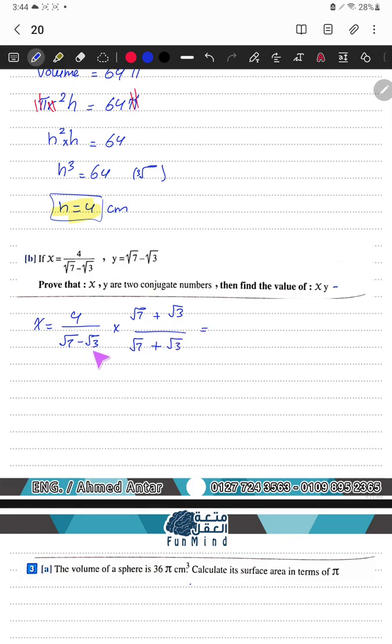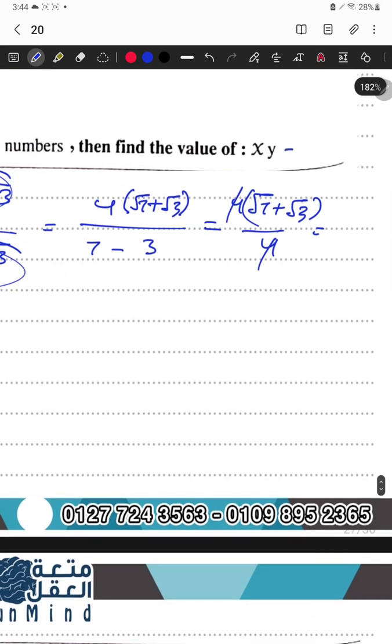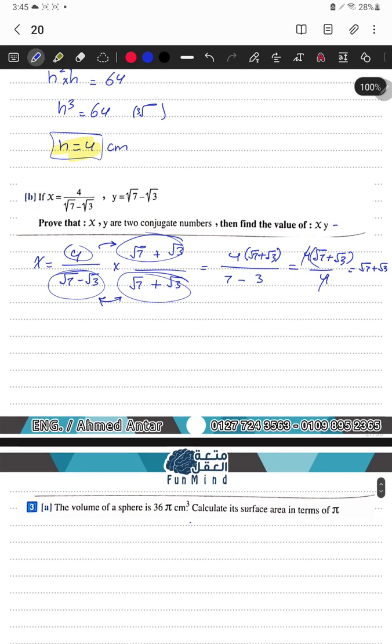So now if you want to multiply these denominators together, you multiply two conjugate numbers. The square of the first, 7, minus the square of the second, which is 3. So 7 minus 3 equals 4. And there is here 4. And there is here root 7 plus root 3 in brackets. So now 4 root 7 plus root 3. You can simplify 4 with 4. And now the answer is root 7 plus root 3.